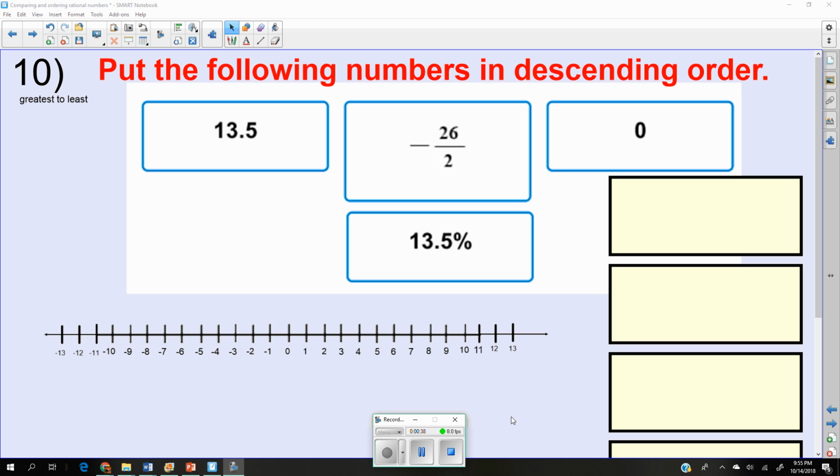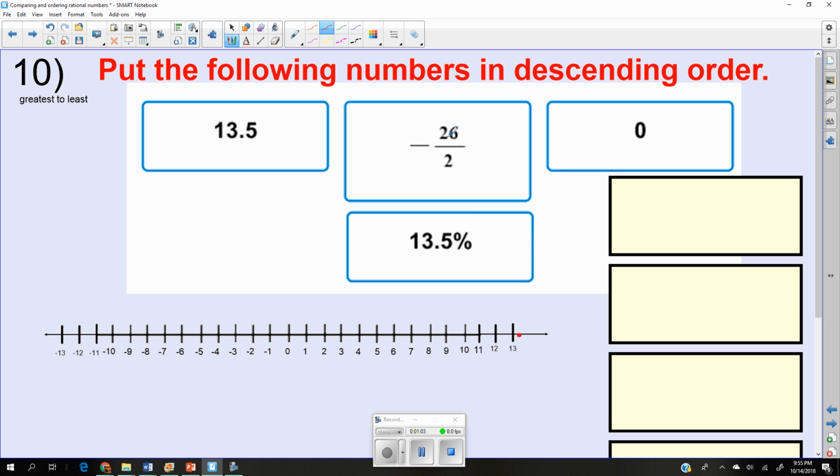So we're going to use the number line this time, okay? So 13.5, that's 13 and a half. So here's 13. So 13 and a half on a number line would be probably about right there, okay? Let me use the red one. All right, so 13 and a half would probably be about right there.